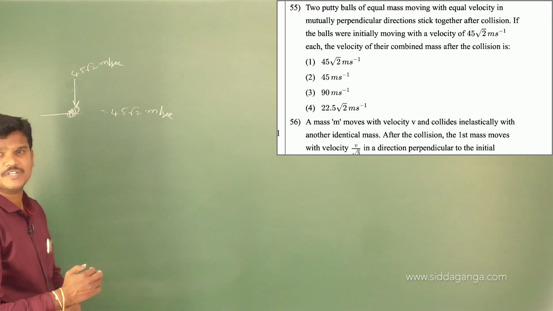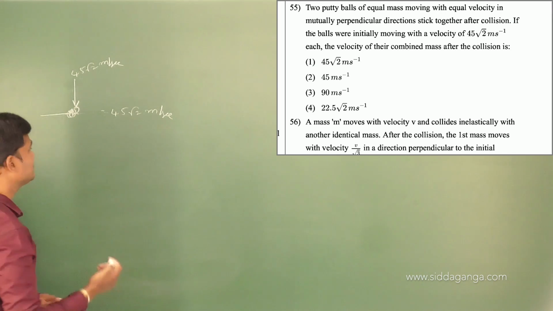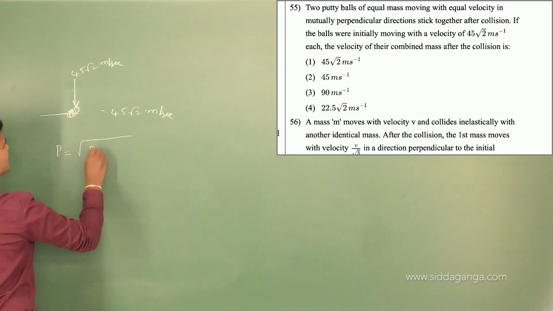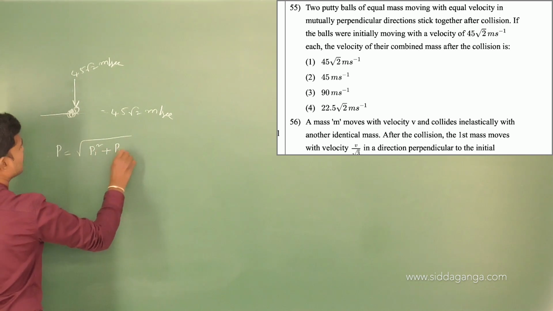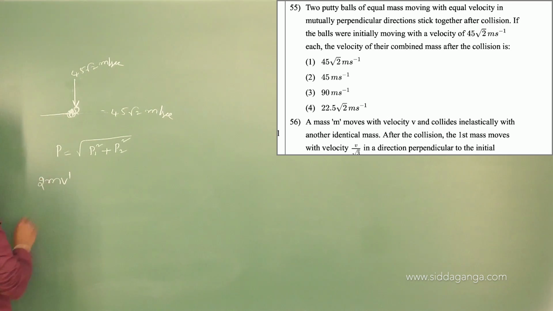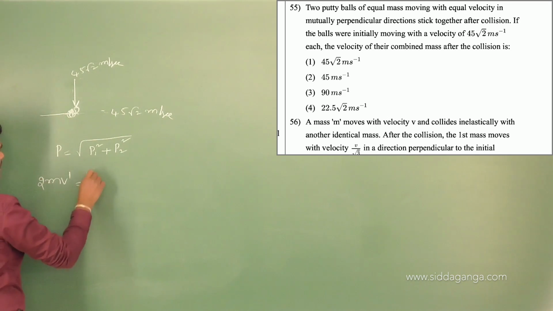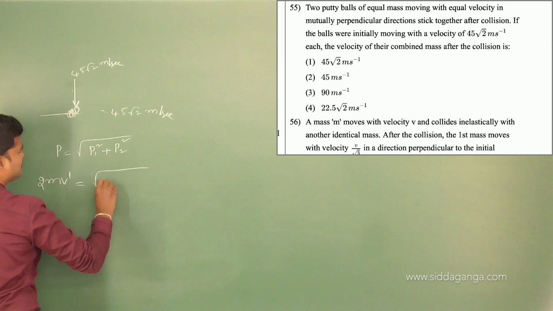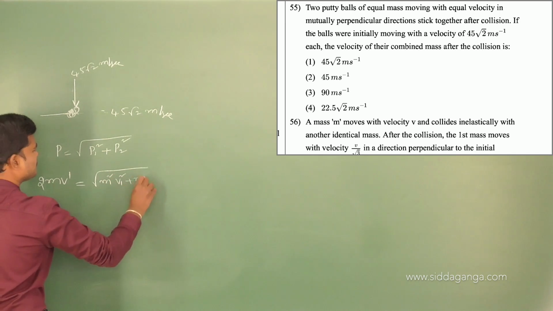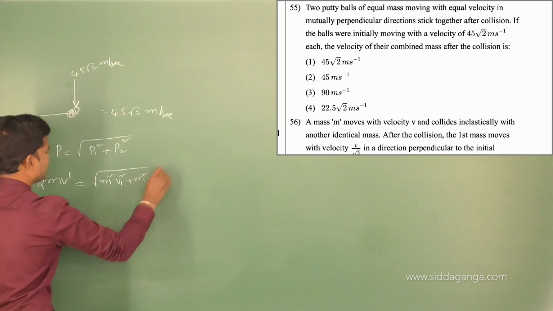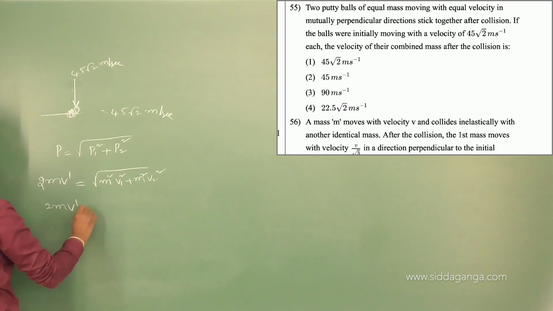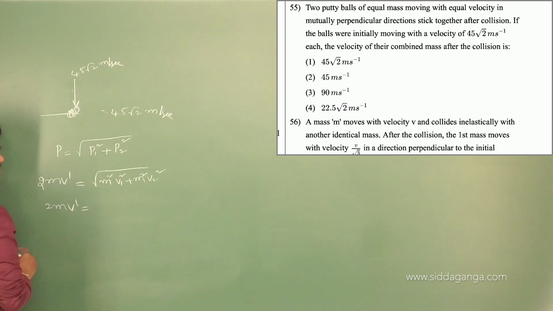So you can use the momentum concept to solve this. What is the resultant momentum? P is equal to root of P1 square plus P2 square, because they are moving perpendicular to each other, and this is m times v dash. What is m? 2m combined, and this is root of m square v1 square plus m square v2 square. So no need of so many steps. 2m v dash.